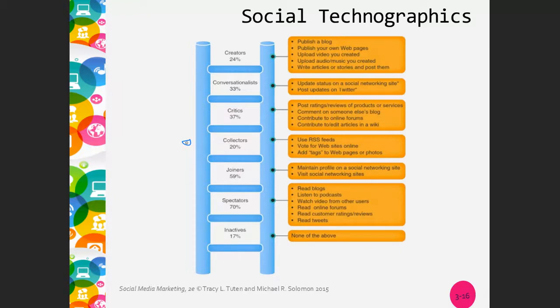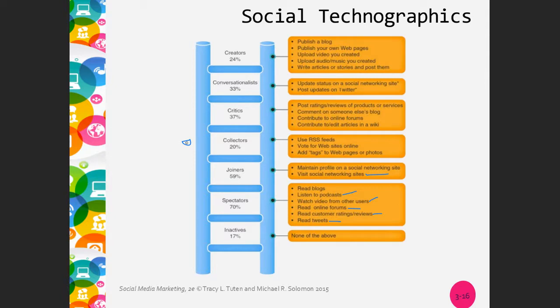Let's say I'll take myself. I do listen to podcasts. I do watch video. I will read an online forum. I do look at customer ratings and reviews, and I'm a big Twitterer. That's also the biggest group. I maintain a profile on a social networking site and visit social networking sites. Guilty.